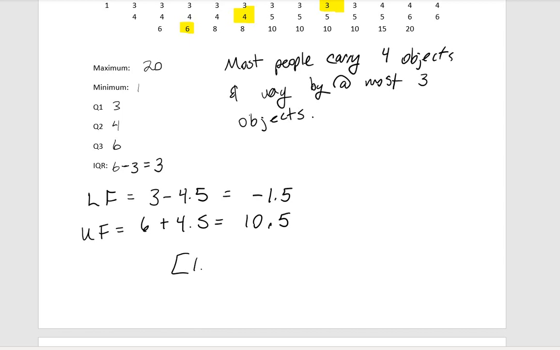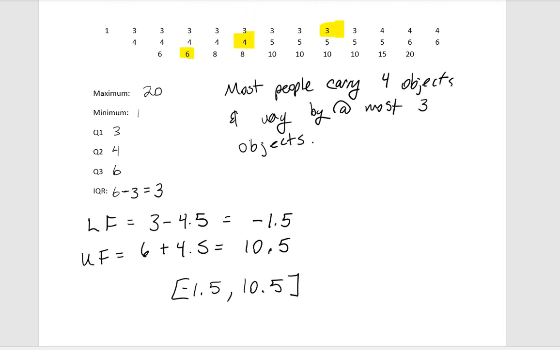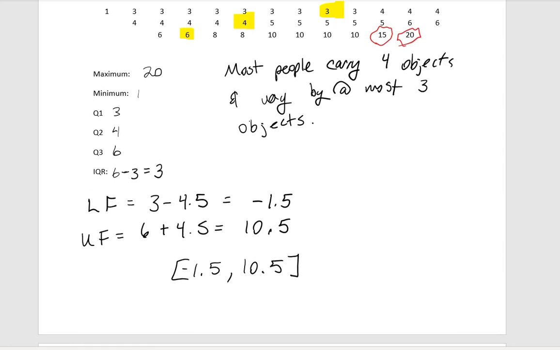Now, it might feel weird to have a negative number, but all that means is that we're not going to have a lower outlier. You can't leave the house with a negative amount of items. So that means that we don't have any lower outliers. 10.5 means we are going to have some high outliers. So we can keep these 10s, but we can't keep the 15 and we can't keep the 20. Those are going to have to be potential outliers.